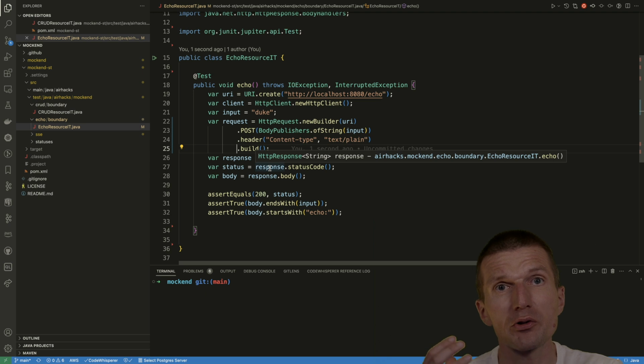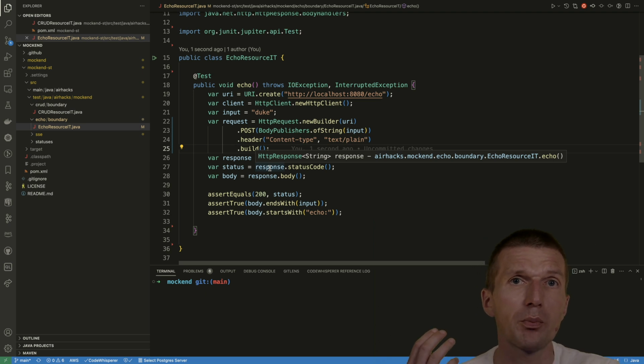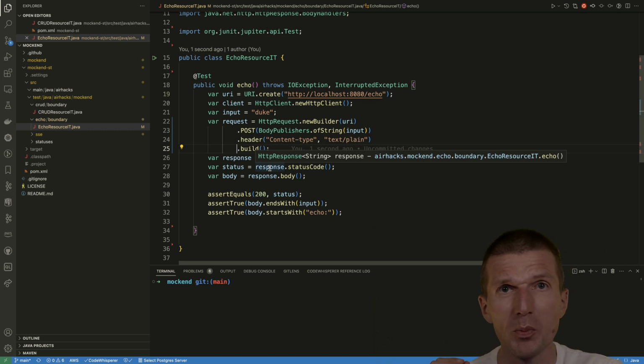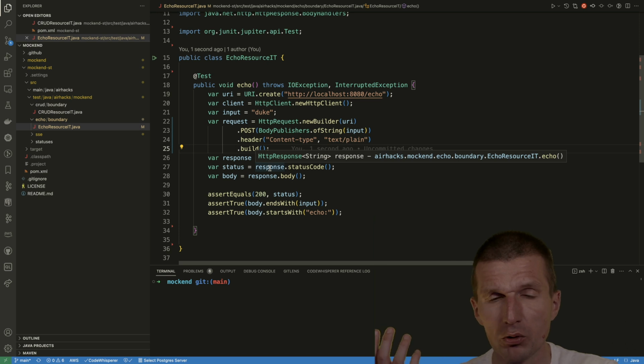Why? Because usually you're starting with the trivial stuff, and the most important thing is to see whether your API is working, and from there your business logic becomes more and more complex. So we write more unit tests.